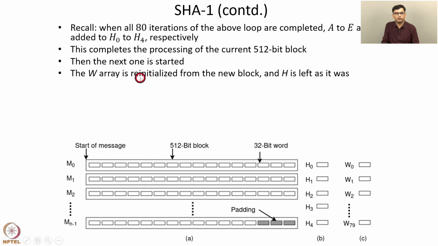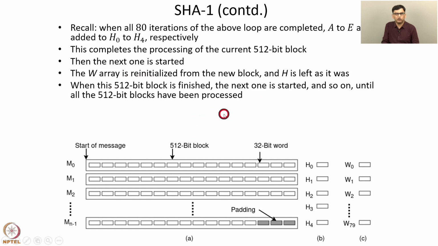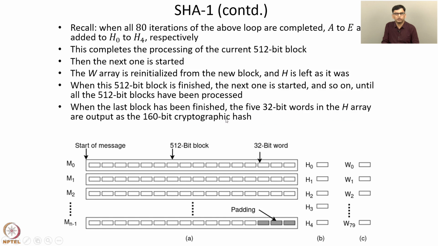So to process the next chunk, the W array is reinitialized from the new block, and H is left as it was. When this 512-bit block is finished, the next one is started, and so on until all the 512-bit blocks have been processed. When the last block has been finished, the 5 32-bit words in the H array are output as the 160-bit cryptographic hash. So after the last block, that is Mn-1 in this figure, has been processed, whatever value remains in these registers H0 to H4, that is the cryptographic hash value that consists of 160 bits.